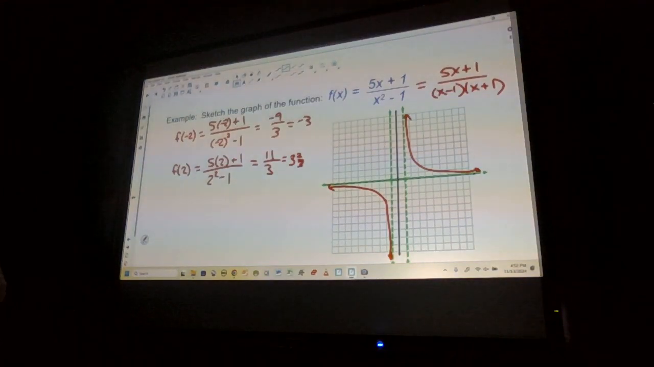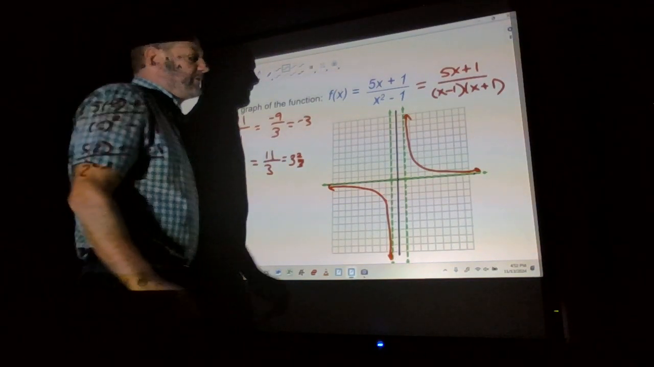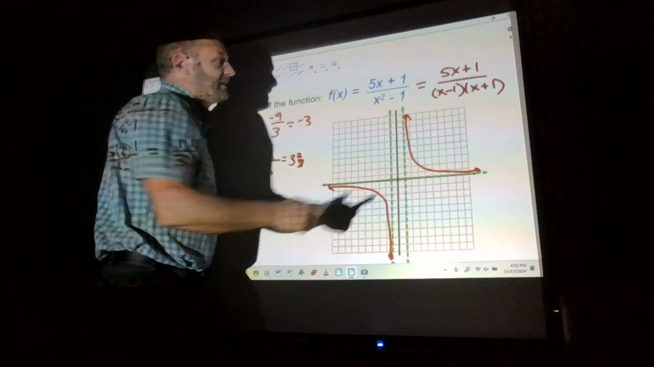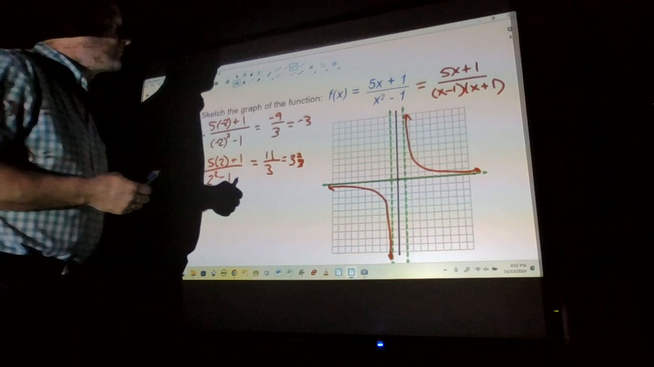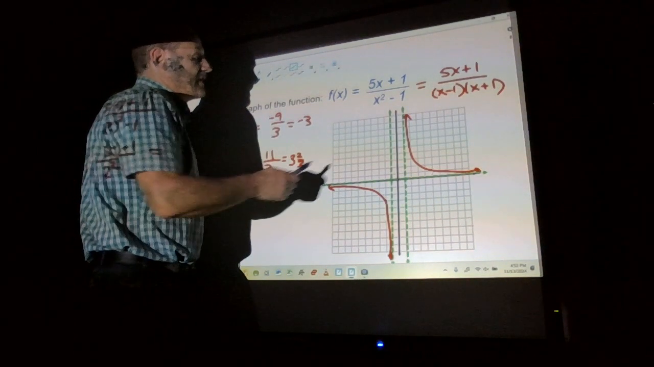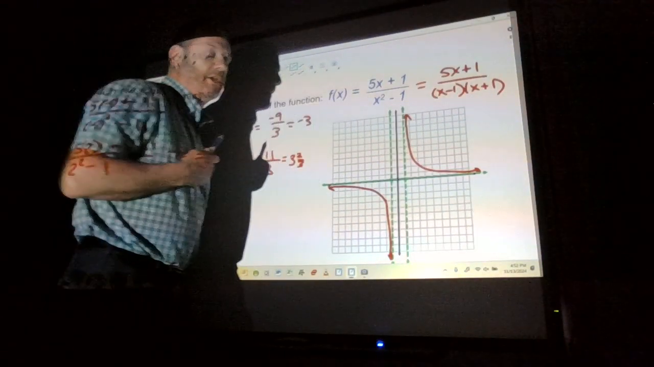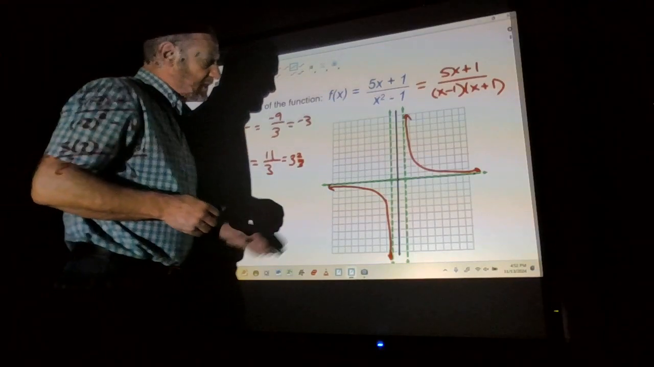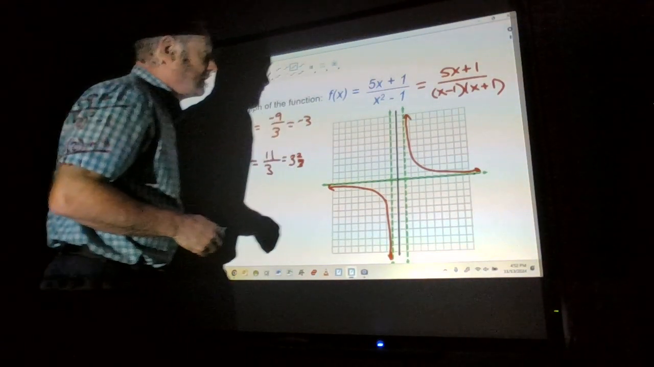Okay, now I've got to figure out what's going to happen in the middle. What that does is we look at something called multiplicity. Multiplicity is how many times these factors occur. This occurs once and this one occurs once, so they have a multiplicity of 1, which means they're odd, because 1 is an odd number, which means at each vertex it's going to go down on one side and up on the other.